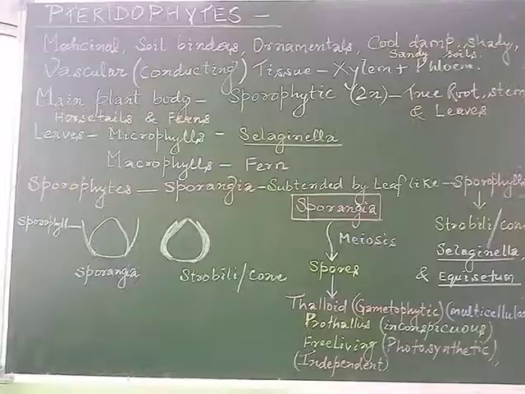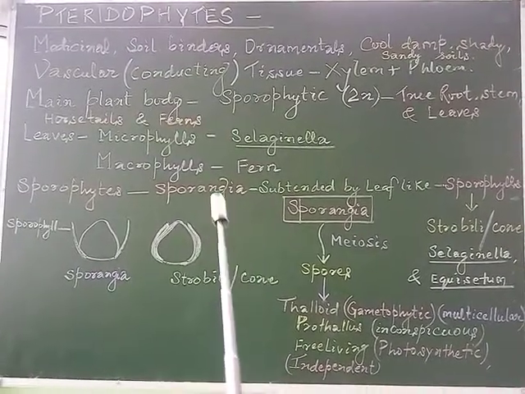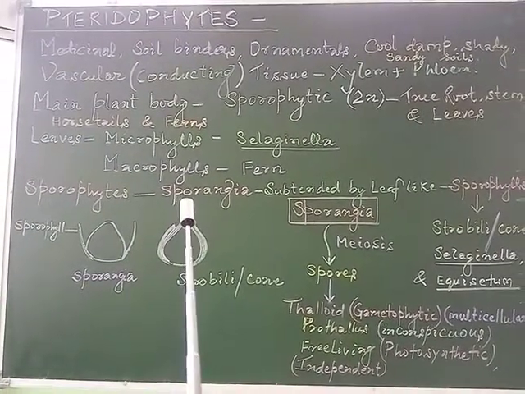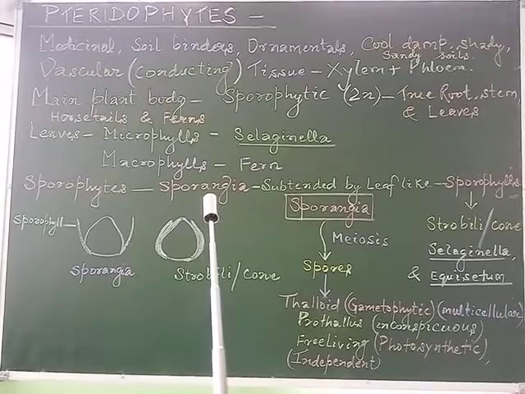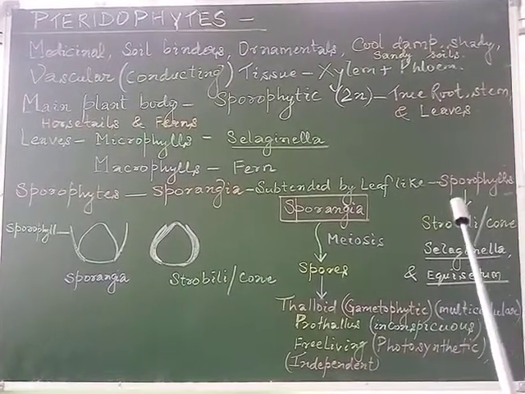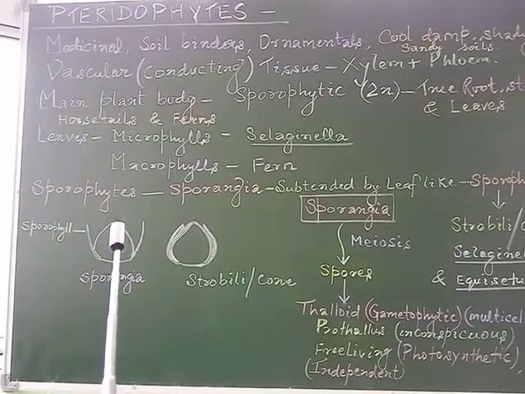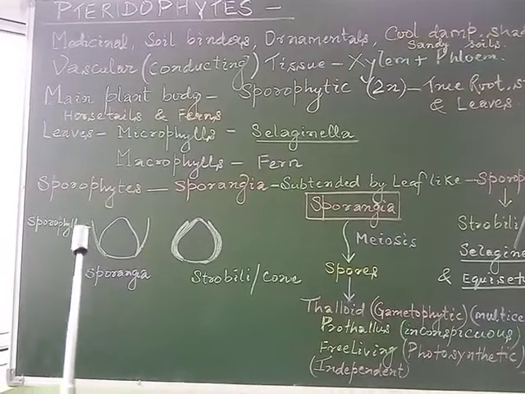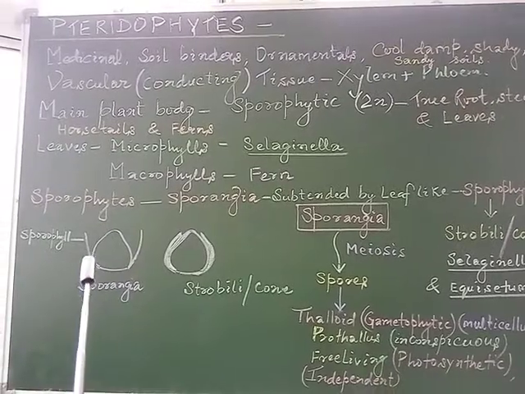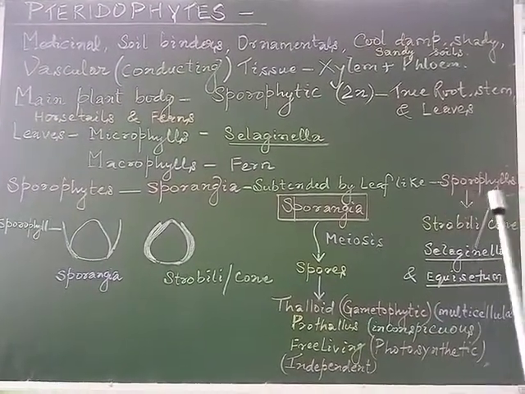As we know, in pteridophytes the main plant body is sporophytic in nature. So the sporophyte bears sporangia, and these are subtended by leaf-like structures which are called sporophylls. In the diagram, this is the sporangia, and they are subtended by leaf-like structures. These leaf-like structures are called sporophylls.